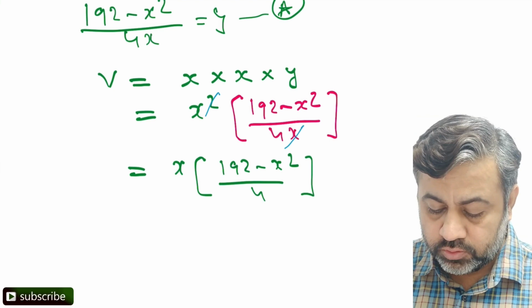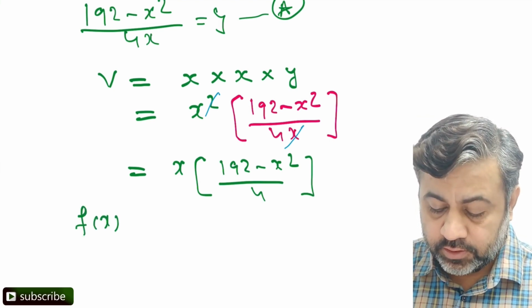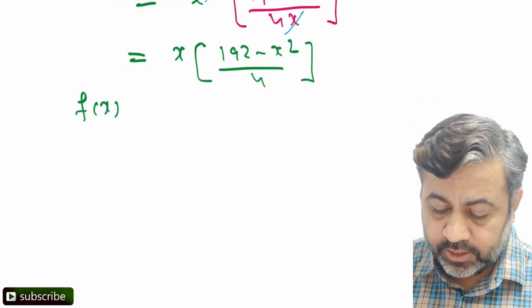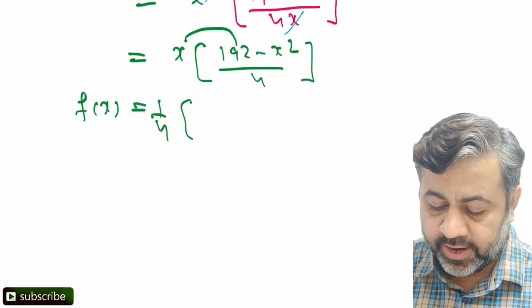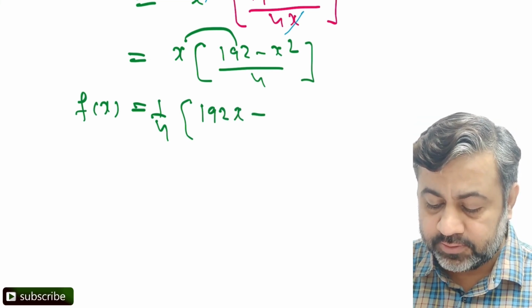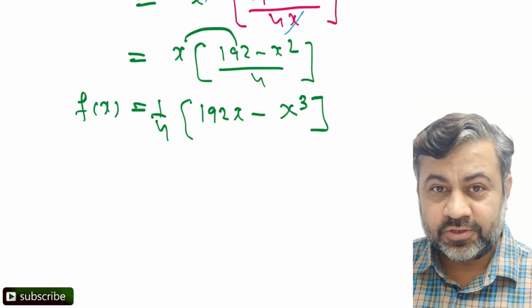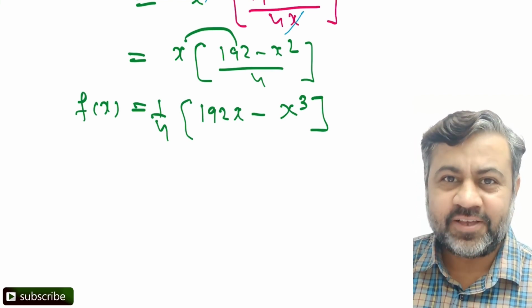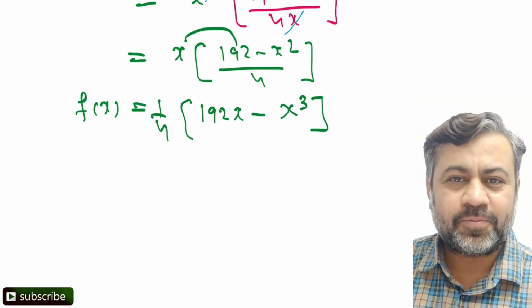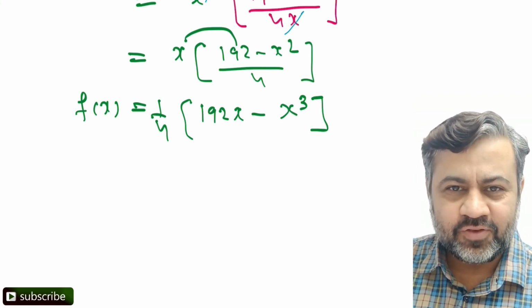So I now form my function. So I say f of x is equal to, let me keep this 1 by 4 as it is. I open the bracket, so this will be 192x minus x cube. Okay, now this is going to be my function. My function is ready. As I've discussed, the most difficult step is forming the function. Once you form the function, we just follow the steps.